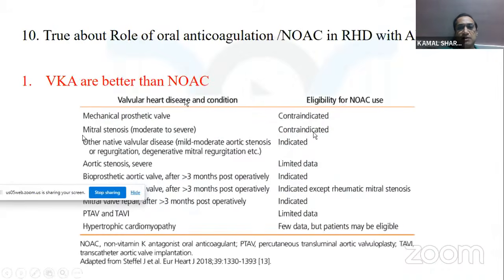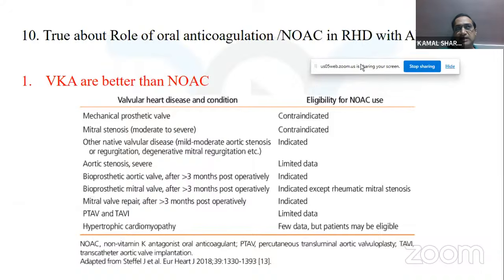There was another question on the role of NOACs in RHD versus the role of VKA, and I think everybody got it right. The other options we were not able to recollect because this was a relatively straightforward question. We know in which patients to give and not to give VKA or NOACs. VKA are better than NOACs because NOACs are contraindicated.